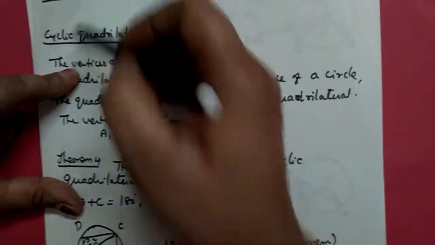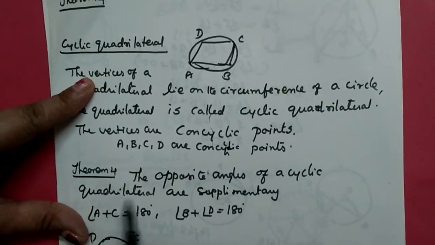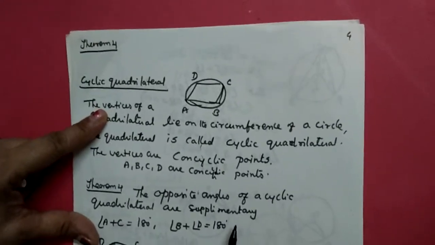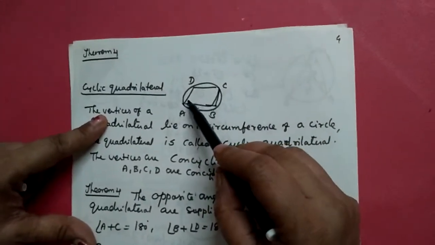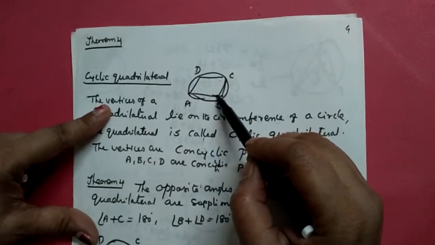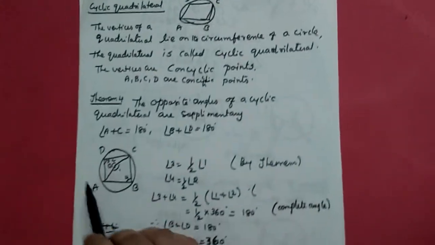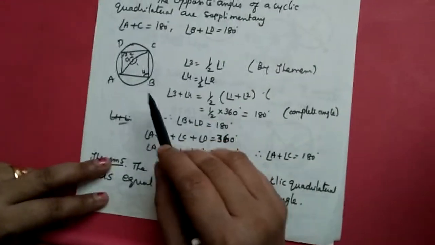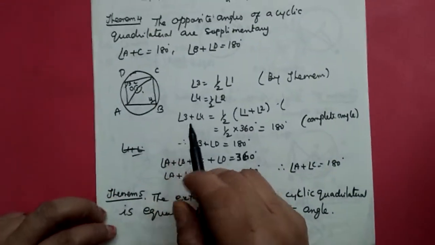Based on that, next theorem. In this, what is the theorem? The opposite angles of a cyclic quadrilateral are supplementary. What is supplementary? 180 degrees. That means in this figure, you want to prove angle A plus angle C is 180 degrees, and B plus D is equal to 180 degrees. Now coming to this figure, ABCD is a cyclic quadrilateral and A, B, C, D are called concyclic points. The vertices are lying on the circle.